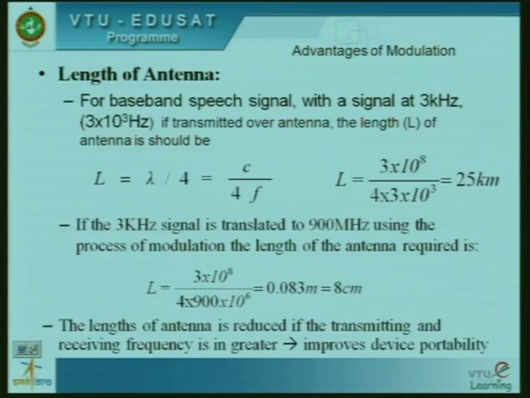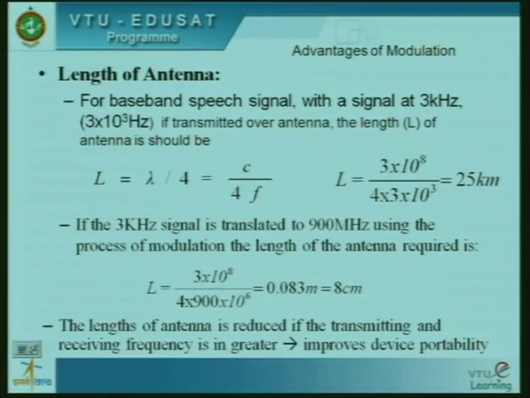Now, let us continue with the discussions of what we are going to do today. If you try to understand why we should do modulation, the purpose of modulation, as I mentioned, there are three important activities. One is the length of the antenna. If you take a baseband signal of, for example, 3 kilohertz range, we know that the length of the antenna should be lambda by 4, where lambda represents the wavelength of the signal. And we know that lambda is given by C by F.